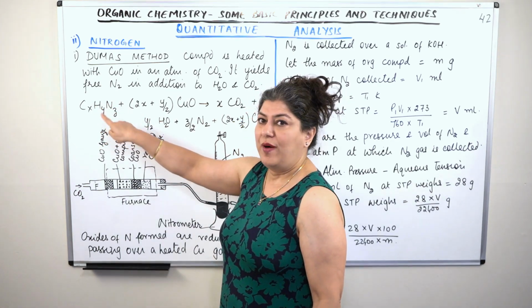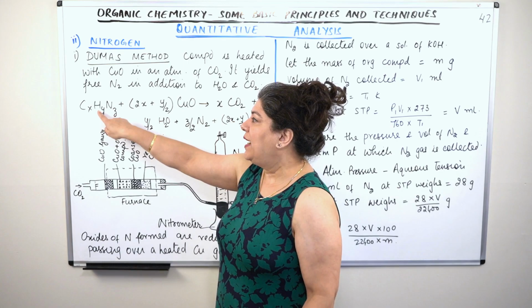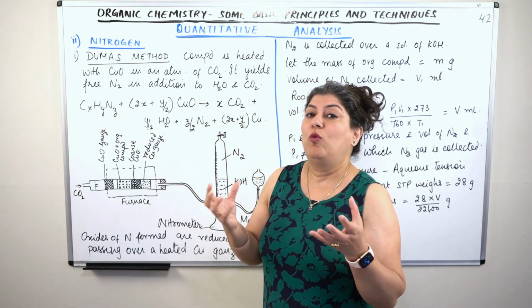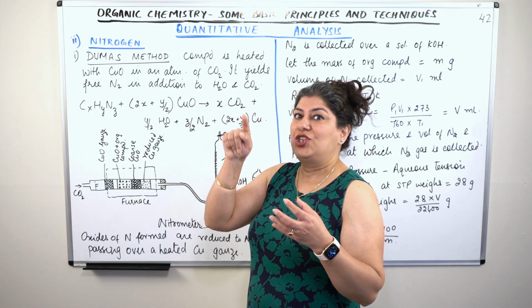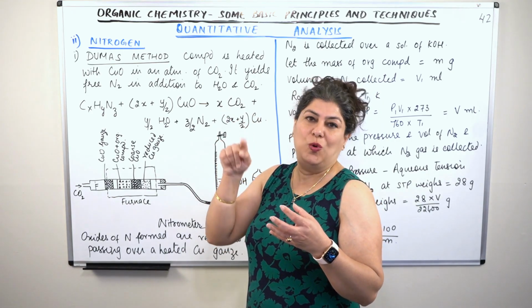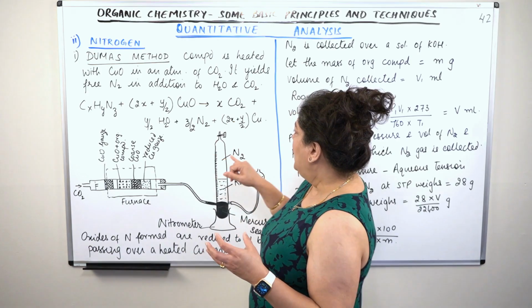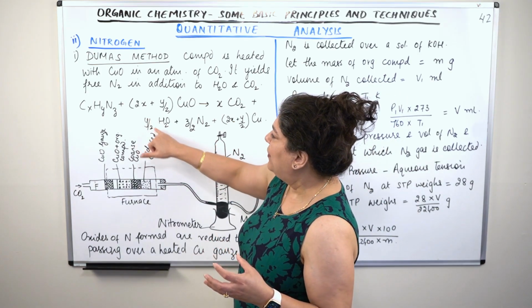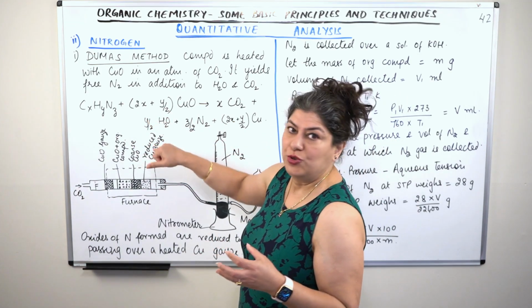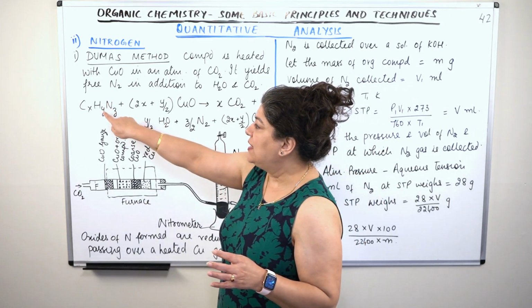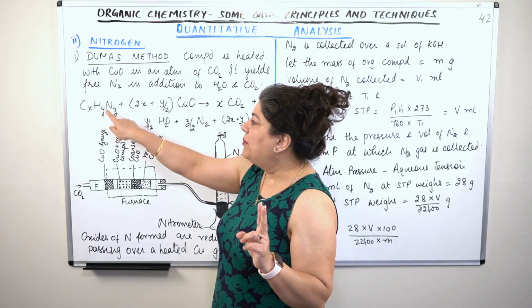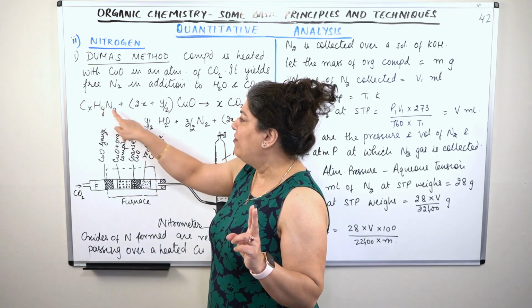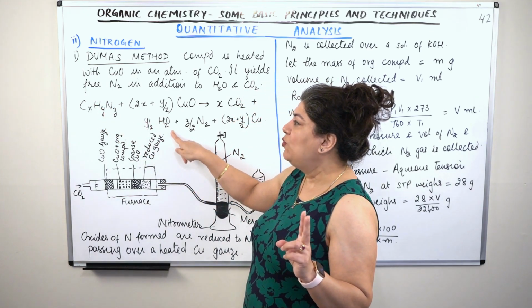If you have y number of hydrogens, what would be the formula of water? It will be H(y/2)O, right? The number of water molecules would be y by 2. I hope you get this. Since 2 hydrogens make 1 water molecule, the number of water molecules that you would be getting would be y by 2. So you'll get y by 2 water molecules.